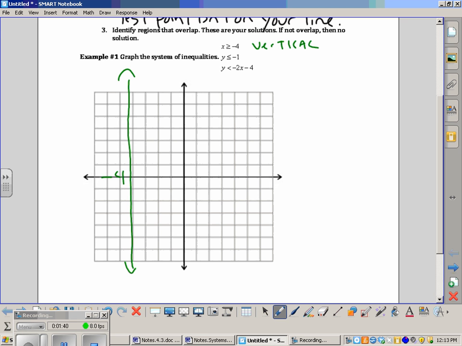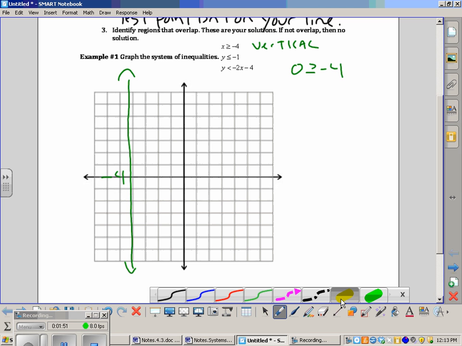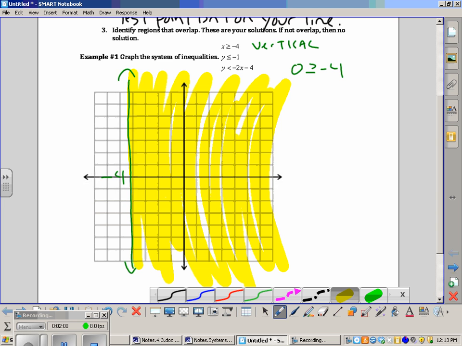And now we have to do the test point. So I'm going to choose 0, 0. So is 0 greater than or equal to -4? That's true. So we're going to shade toward 0, 0. Okay, so there is my graph of just x is greater than or equal to -4.